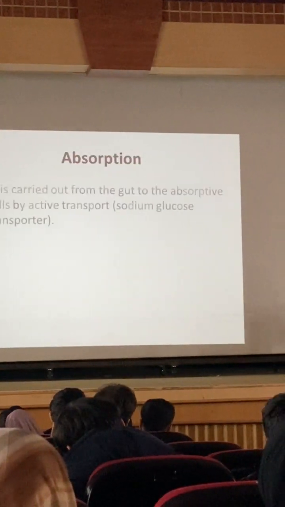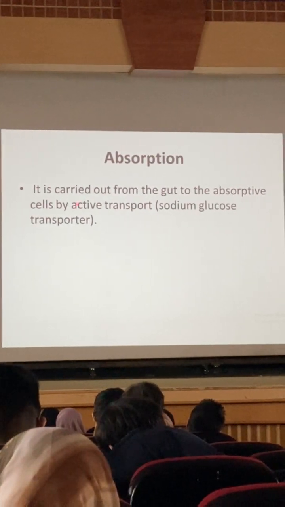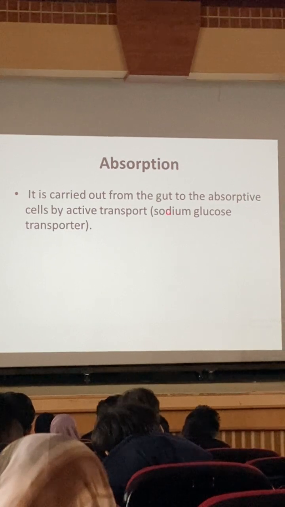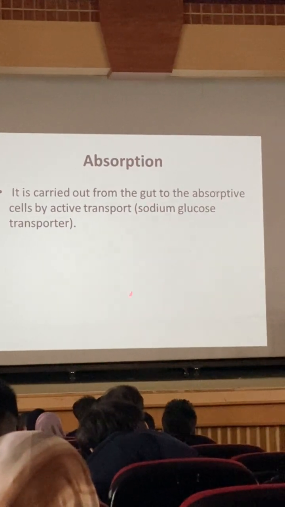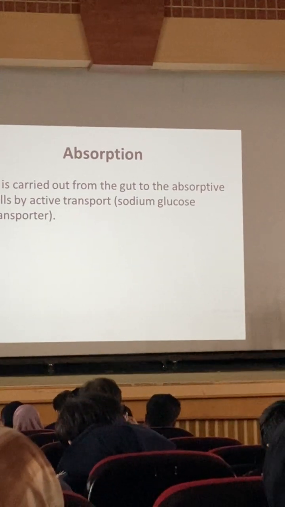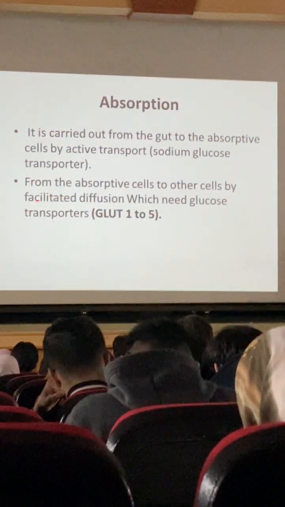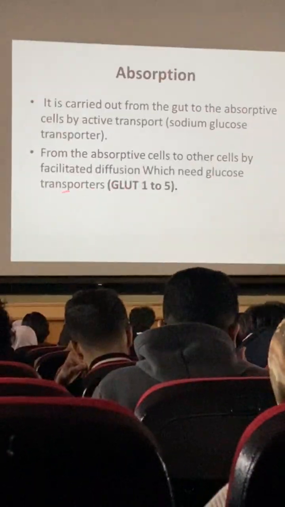How will they be absorbed? It's carried out from the gut to the absorbed cell by active transport that's called a sodium glucose transport. Sodium will come down to the lumen and glucose will go up to the cell in order to enter into the circulation. From the absorbed cells to other cells by facilitated diffusion, which needs a glucose transporter.